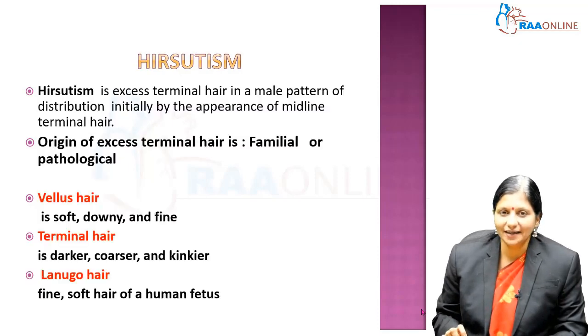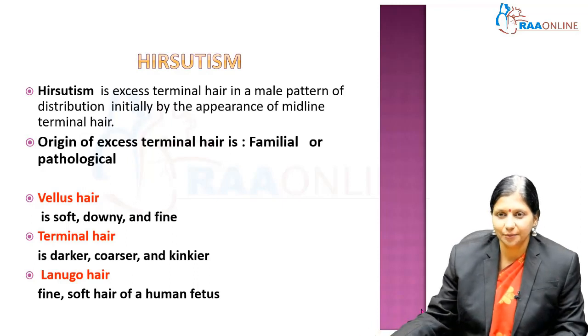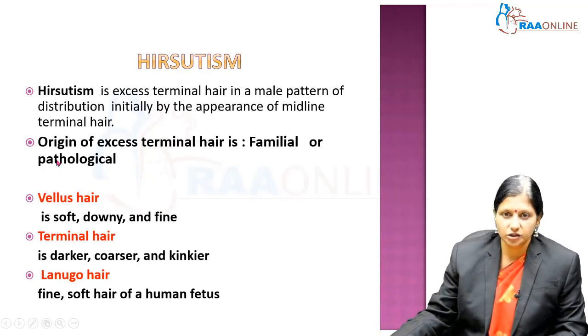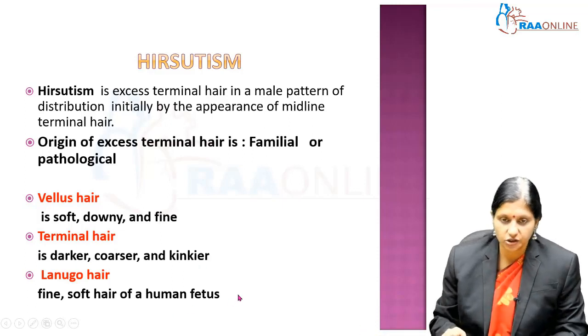So how do we define it? It is a terminal hair pattern in a male distribution pattern, initially marked by the appearance of midline terminal hair. This excessive terminal hair can be of familial or pathological origin. The hair can be of three types. That can be vellus hair. Vellus hair is soft, downy and fine hair. Terminal hair is dark, coarse and kinkier hair, and lanugo hair is like the hair of a human fetus, which is found only in intrauterine life.